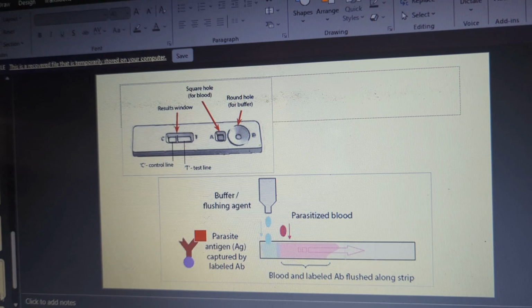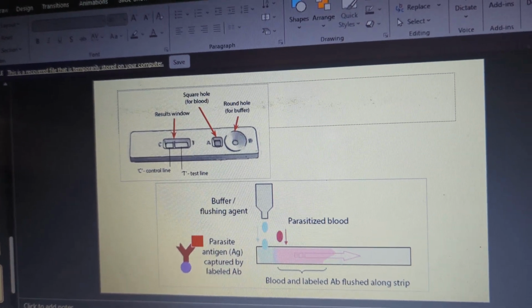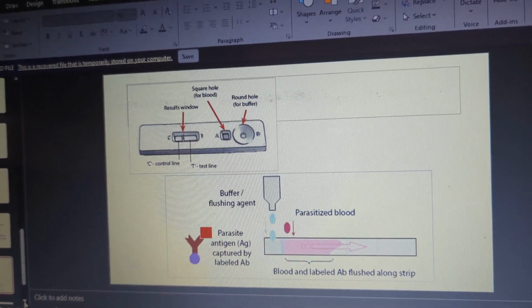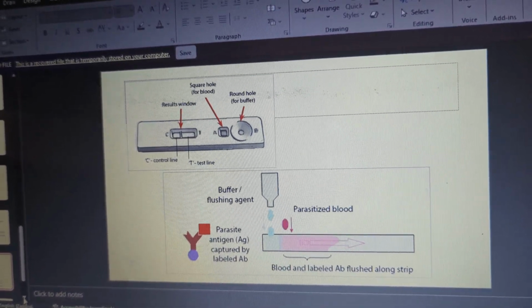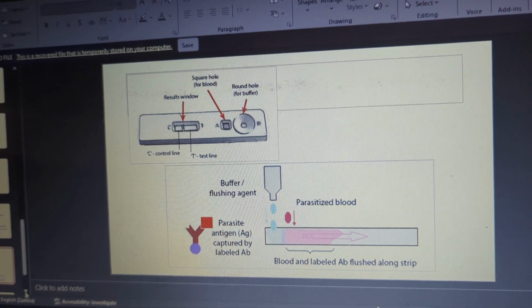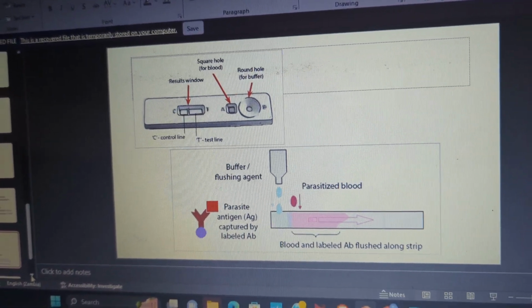So that's just our one example, and I hope it increased your understanding of some of these tests that you read about.